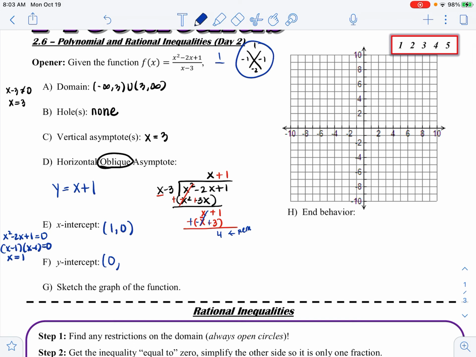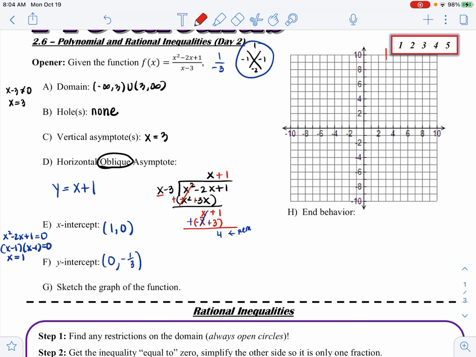Y-intercept, 0, comma. I'm going to plug in 0 for x to see what I get for y. In my numerator, I'll get 1. In my denominator, I'll get negative 3. So 0, negative 1/3. All right, my end behavior, I'm going to have to wait because I don't know. I know it's not going to be following a horizontal line. I know it's either going to be positive or negative infinity for each end, but I just don't know which one it is yet. So let's graph this.